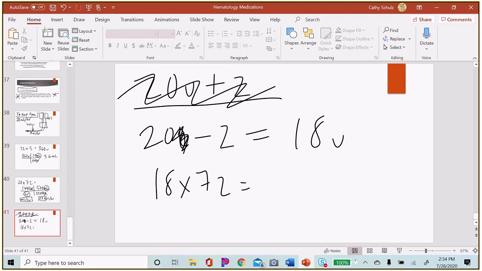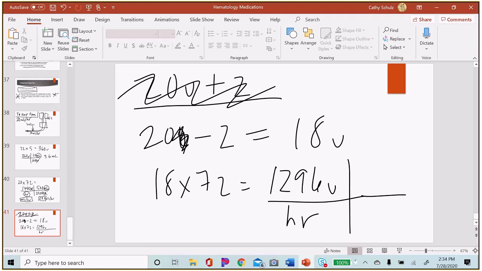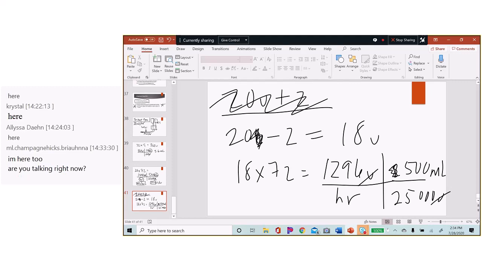18 times 72 is 1,296 units per hour. Same concentration. We're getting rid of the units. 1,296 times 500 is 648,000 divided by 25,000 is 25.92. So I would run it at 25.9. So that's my new rate.